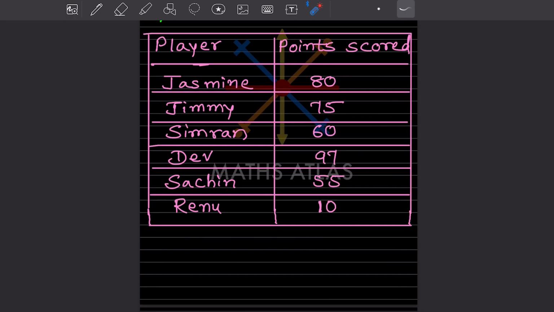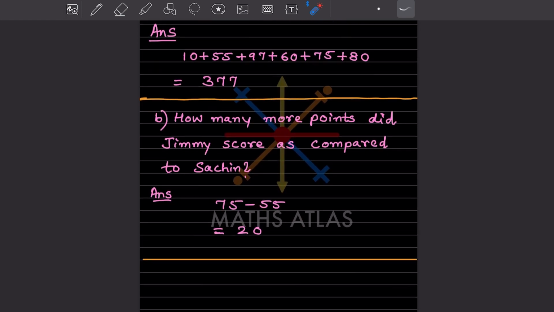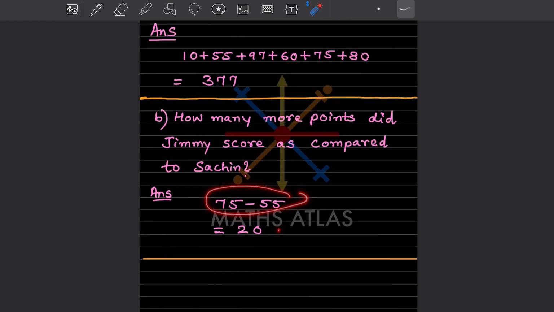So let us see for Jimmy and Sachin. Jimmy is here and Sachin is here. So what are you going to do? That is 75 minus 55. They said how many more, so you are going to subtract it.